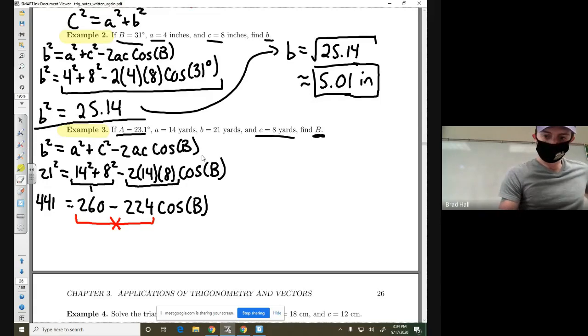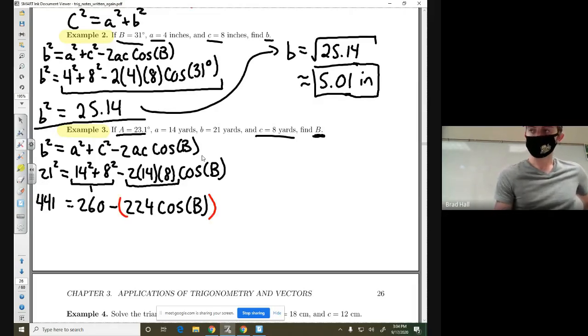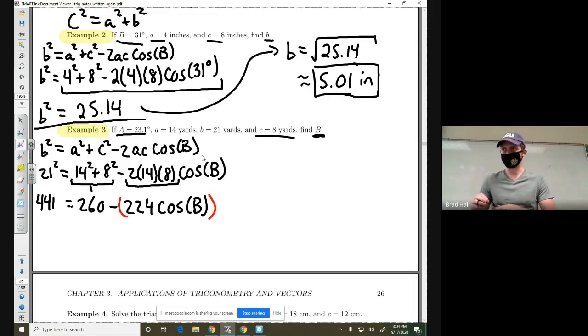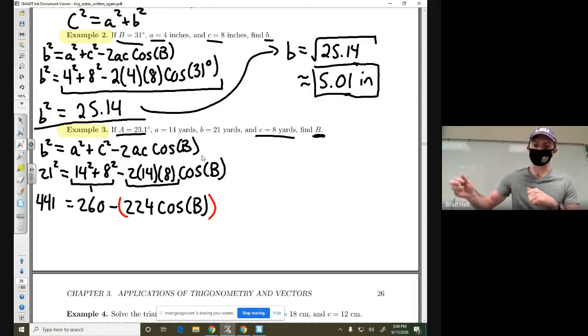So it might help putting parentheses around everything on that right side, just so you know it's all together. Whatever you need to do to tell yourself, don't fall for that thing that Brad told you not to fall for, then do it. But instead, you would subtract 260 on both sides.